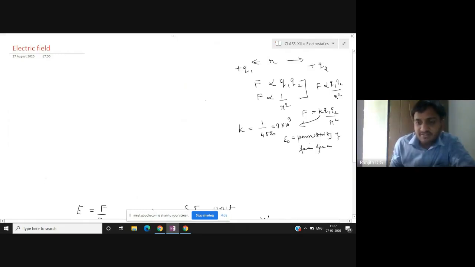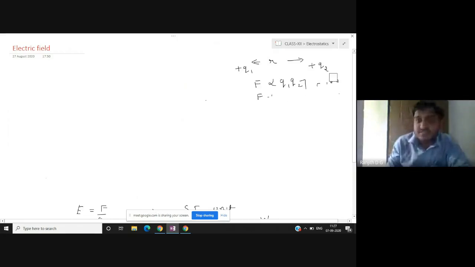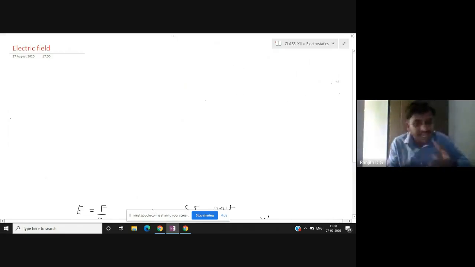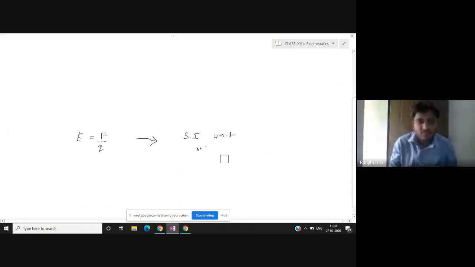We have discussed this in detail in our last class: what epsilon naught is, its unit, what 1 by 4 pi epsilon naught is, and its unit. Now, how does this force exist in a space? To understand the existence of this force, we need to know what electric influence exists around a charge.